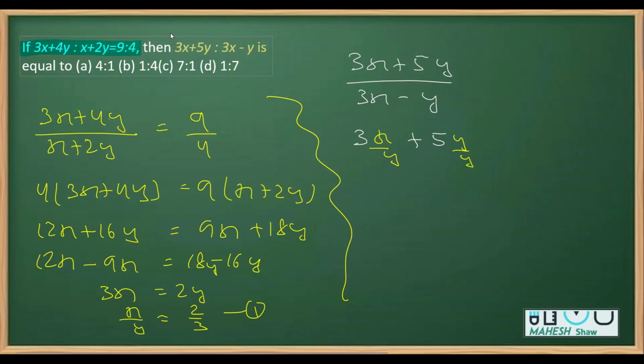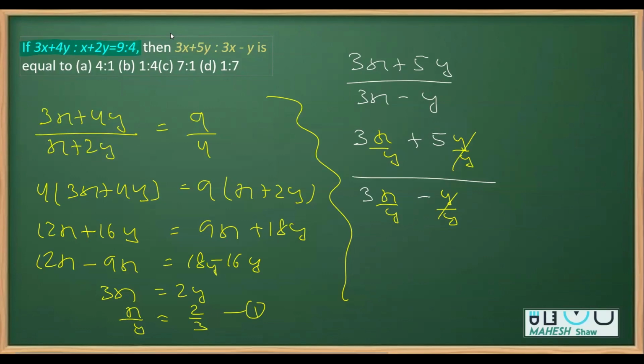So I'm dividing the numerator and denominator by y. This is again 3x in the denominator, so 3x divided by y. Likewise, here it is not 5, this is minus y, so minus y divided by y. So you can see this gets cancelled.